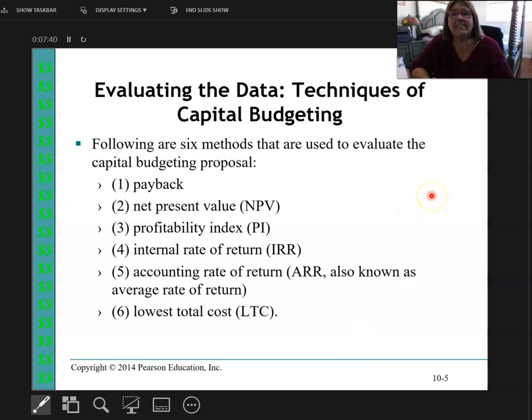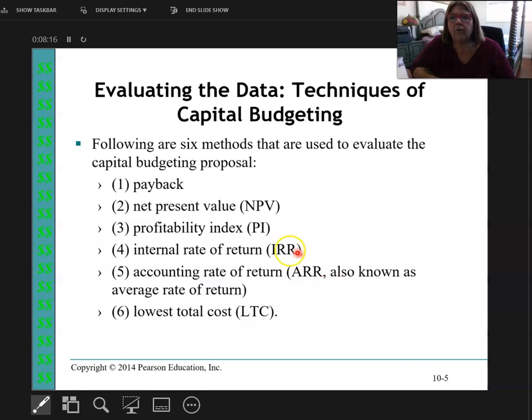So let's begin with the 6 different methods that I might use when I evaluate the data. Some of them are much easier to use than others. They are payback, net present value, profitability index, IRR or internal rate of return, ARR, which is also the accounting rate of return, and lowest total LTC, lowest total cost. So each of these methods, we're going to evaluate them, and we're going to show you how easy some are, or how much more complicated.